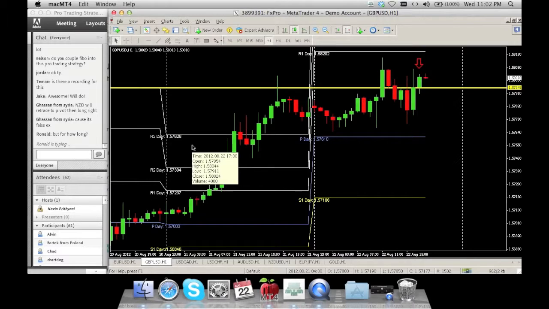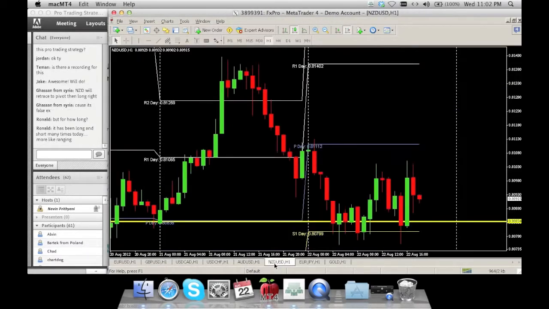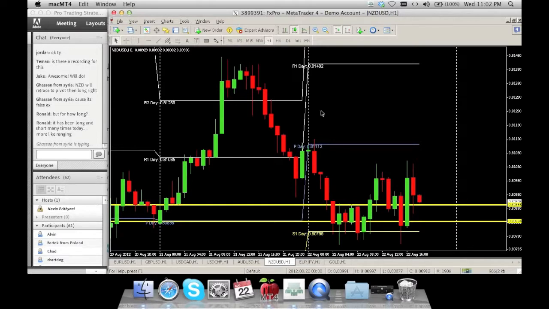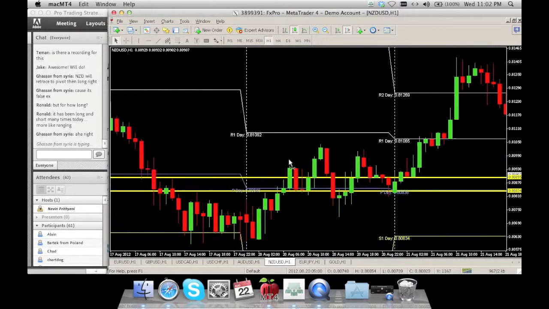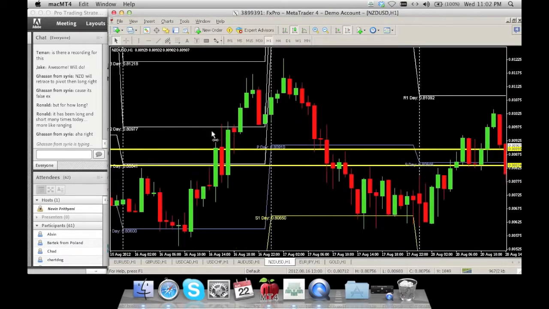Okay, Hassan says New Zealand dollar will retrace to pivot, then long, right? Because it's false exhaustion. Okay, let's take a look at New Zealand dollar. Usually there's always going to be a retrace to the nearest support resistance. In this particular case, your retracement should be around this area. This area seems to have support resistance strength. If you go back, you can check the level of this yellow line that we've drawn.